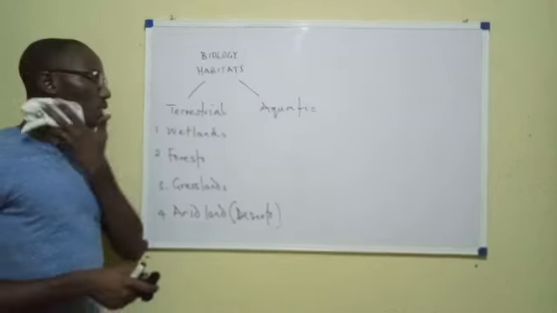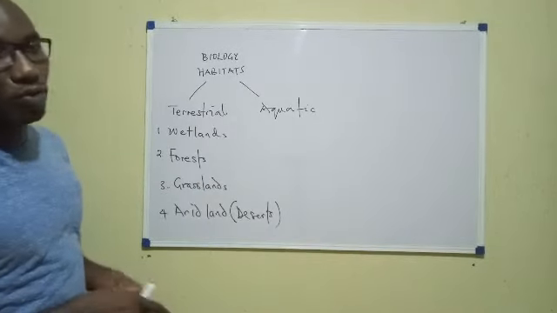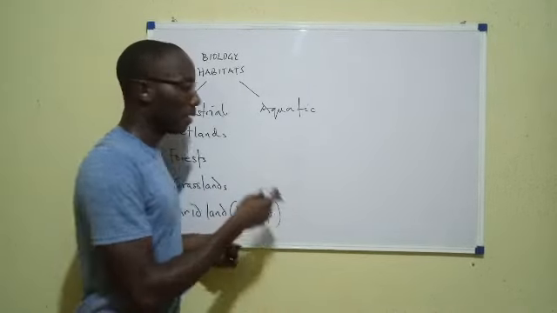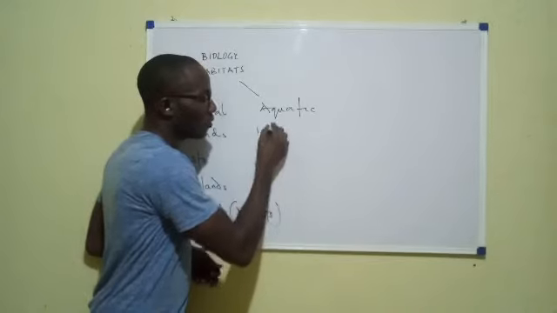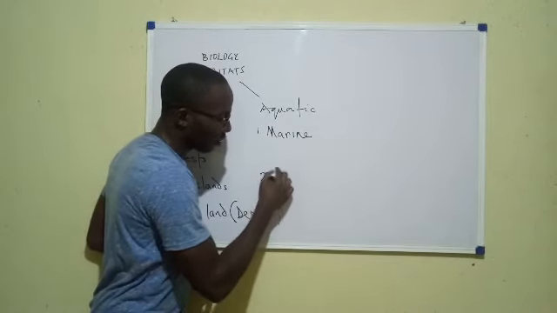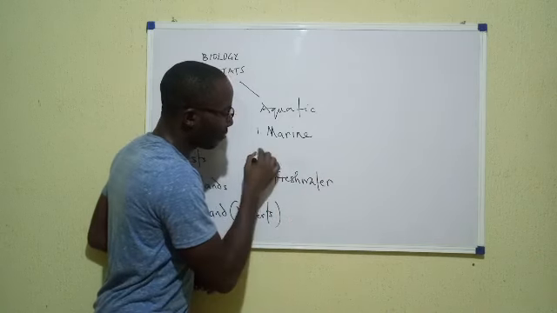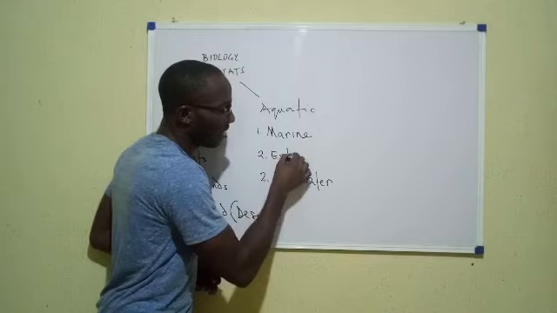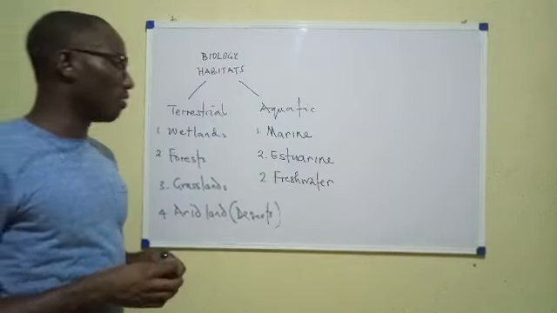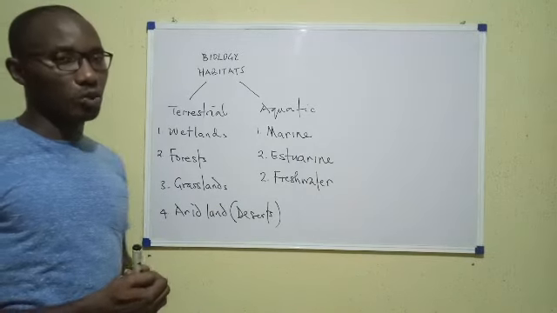Now, beyond these ones, for the aquatic habitat, we have 3 major forms or 3 major aquatic habitat types. There is one extreme that we refer to as the marine habitat. Then there's the next extreme that we refer to as the freshwater habitat. And then in between these, there is what is called the estuarine habitat. So, aquatic habitat, 3 divisions: the marine habitat, the estuarine habitat, and the freshwater habitat.